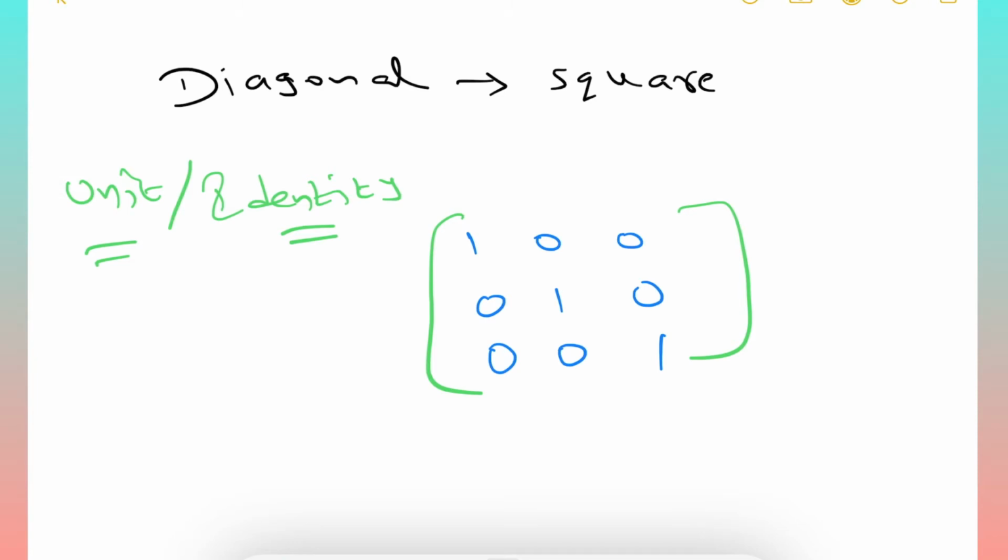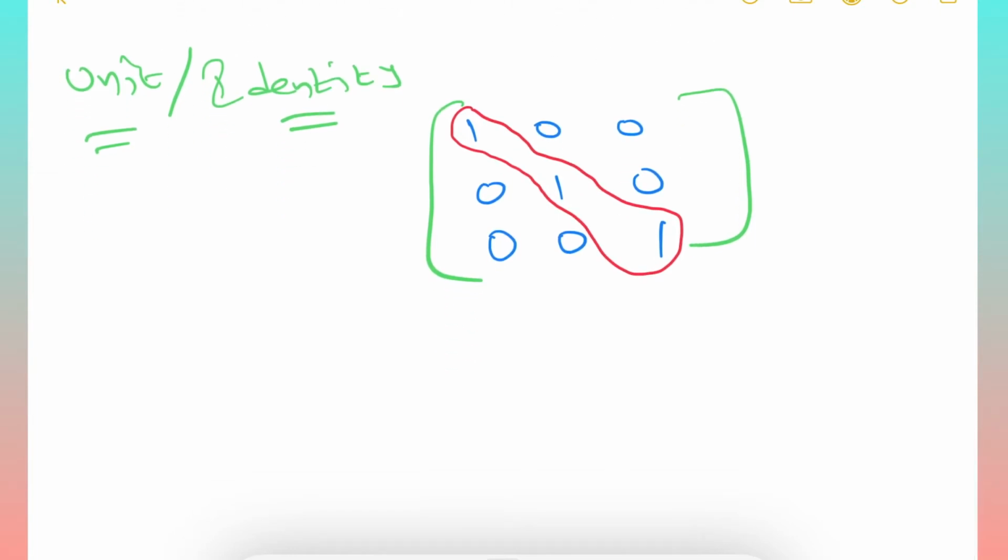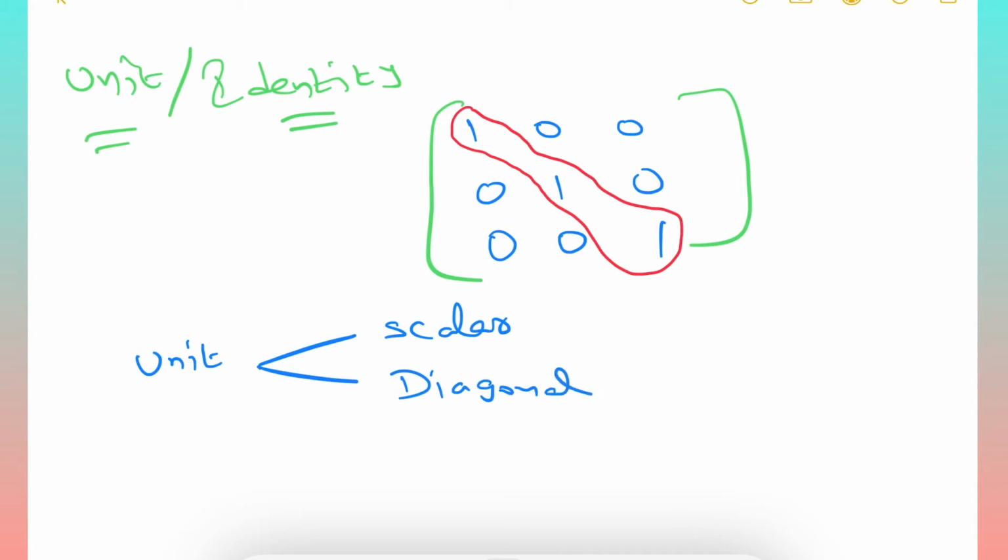So if you observe this, all the diagonal elements should be compulsory 1 only. Remaining all the non-diagonal elements should be zeros. So now after finishing this fourth type, we can decide one more point, that is all the unit matrices are scalar matrices. All the unit matrices are diagonal matrices. All the unit matrices are square matrices. This point we can conclude.